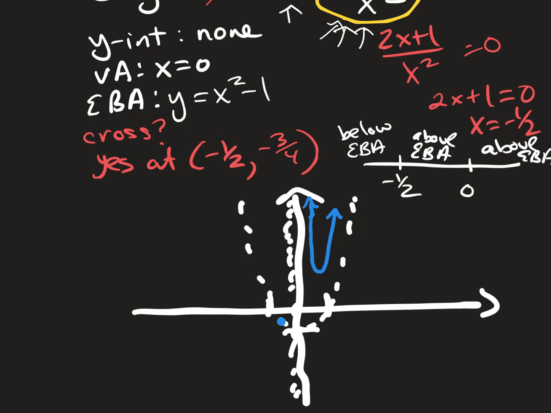And notice on the other side of 0, I'm still above the EBA, so I'm still going towards infinity. But then I'm going to cross the EBA at that -1/2, -3/4. And then I'm going to be below the EBA. But remember, you still have to, at the ends, go towards the EBA, which is going to be towards infinity in this case, just like the EBA. So that's your graph.